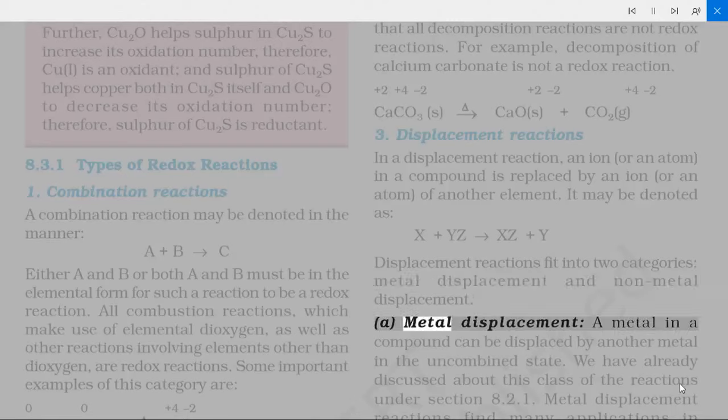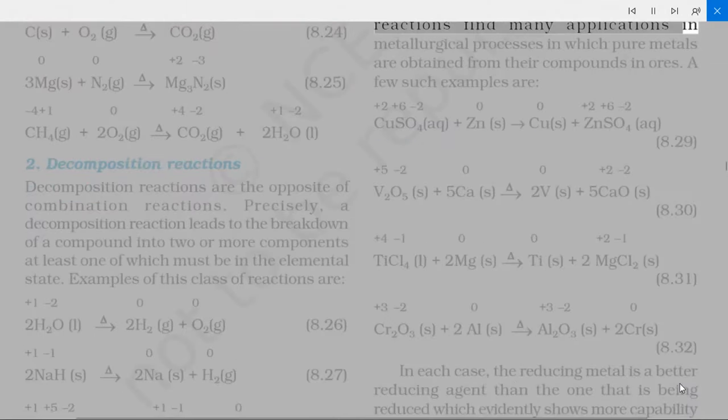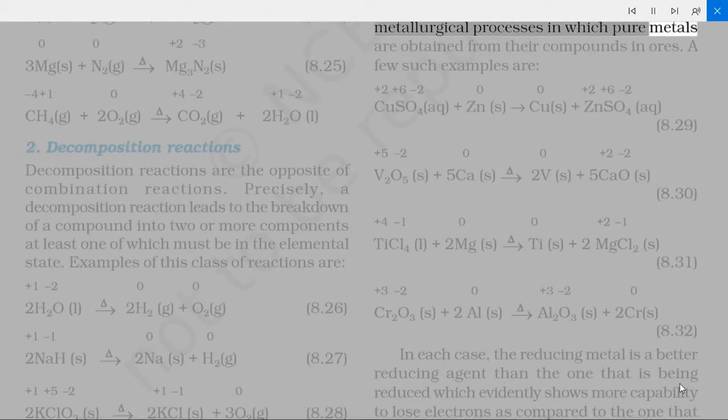A. Metal displacement. A metal in a compound can be displaced by another metal in the uncombined state. We have already discussed this class of reactions earlier. Metal displacement reactions find many applications in metallurgical processes in which pure metals are obtained from their compounds in ores.